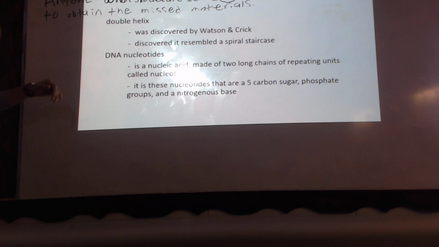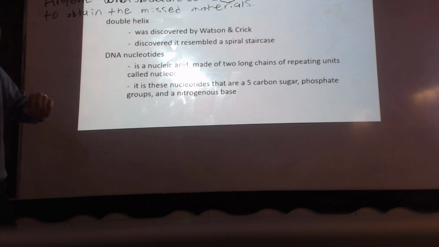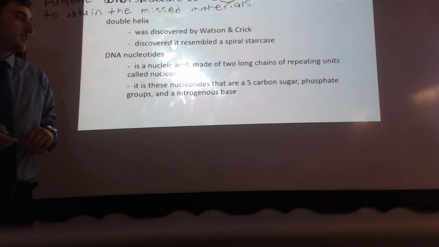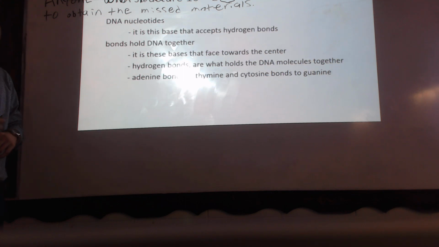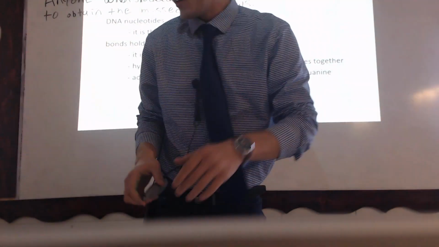Like I was saying, it's a nucleic acid made of two long chains of repeating units called nucleotides. That's where you get the A, G, C, T, and U. Those are nucleotides. It is these nucleotides that are a 5-carbon sugar, a phosphate group, and a nitrogenous base. DNA nucleotides. So this is the base that accepts the hydrogen bonds.